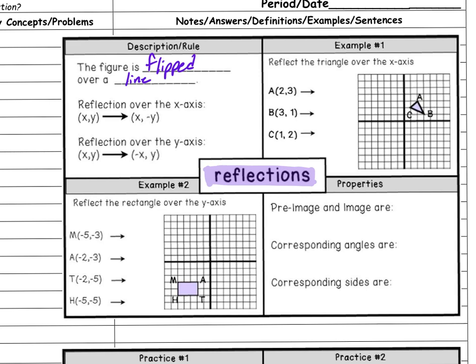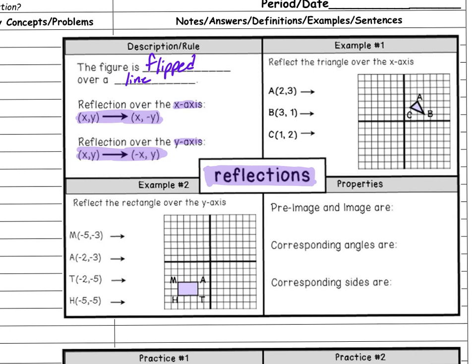So our rules here, how we're going to write our rules, is reflection over the x-axis, (x, y) goes to (x, -y): x stays the same, y changes. So that's if it reflects over the x-axis. And if it reflects over the y-axis, the y stays the same and the x changes signs. So that's our rules. I'm not expecting you to memorize those, just so you know, but that's just how we're going to change them.